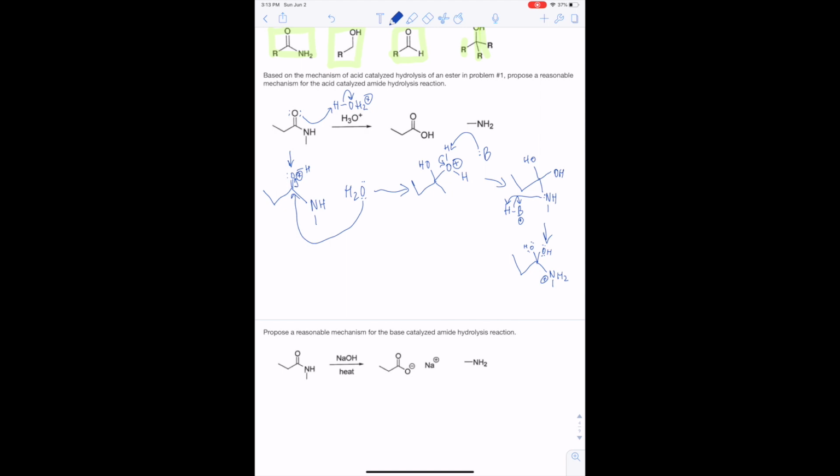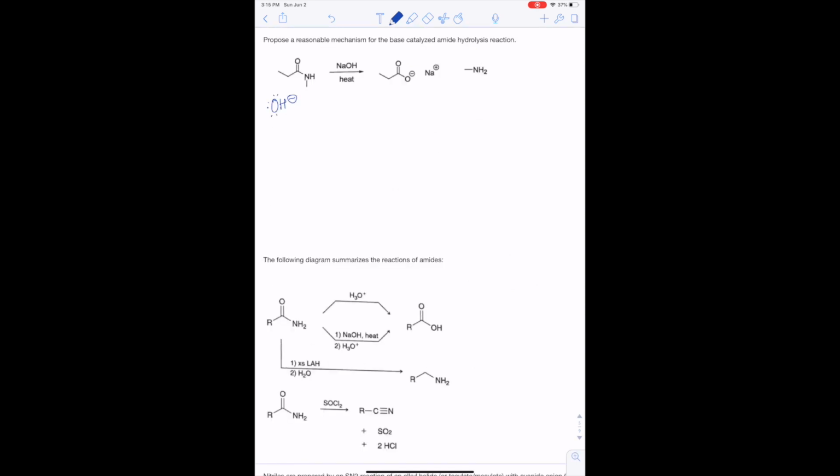Then the electrons on the oxygen atom create a double bond with the carbon to cause a loss of leaving group. Then the lone pairs on the nitrogen atom grab the hydrogen to create another proton transfer that will leave you with the final product.